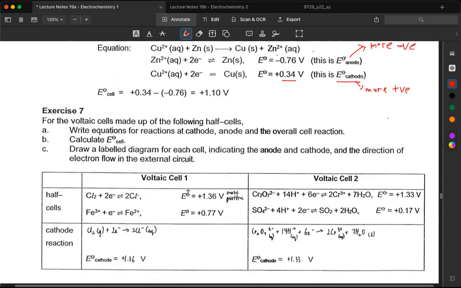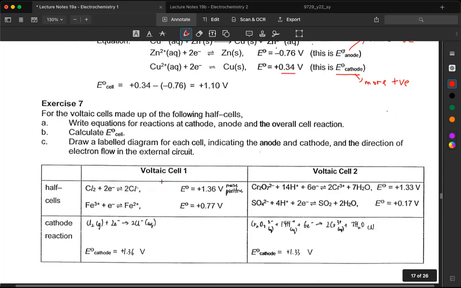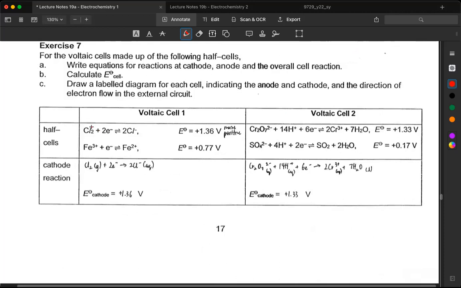Now, for this exercise, you are given a voltaic cell made up of the following half cells. Write equations and the overall cell reaction. Calculate E cell and draw the labeled diagram for each cell. So first one, you have Cl2 and Fe3+. So identify the more positive one, meaning if both are positive, look at the one with a greater magnitude. It will be Cl2.